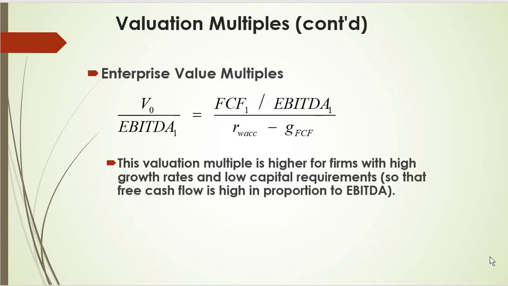We can also look at enterprise value. There's an enterprise value multiplier. You take the enterprise value and you divide it by EBITDA. This valuation multiple is really nice if you think about looking at growth companies. If this number is high, we are implying that this company has high growth rates and low capital requirements. So in this case, free cash flow is high relative to the proportion of its EBITDA.